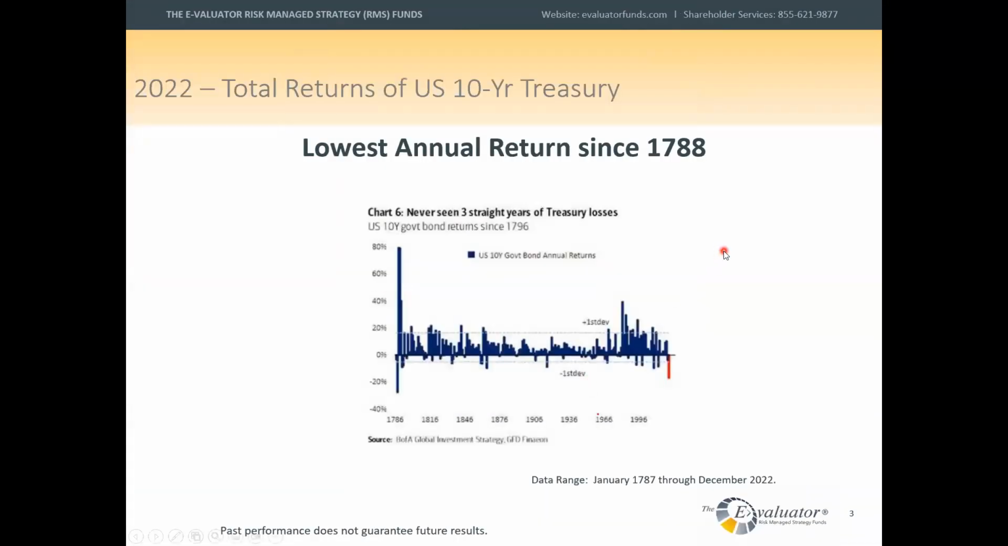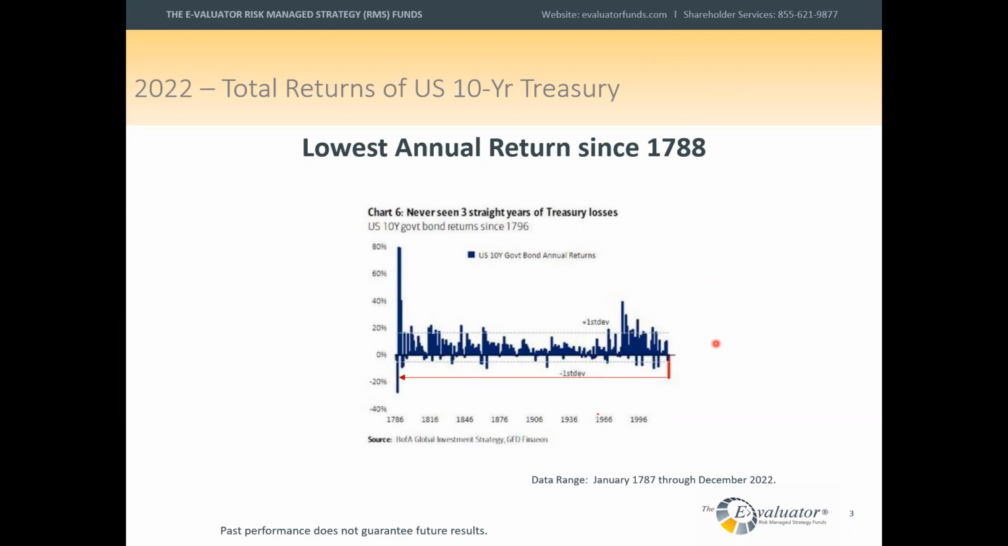So if we start off talking about the bond market, one way to measure the performance of the bond market is to track the performance of the U.S. 10-year Treasury, the Treasury bond. You can see based on this graph provided by Bank of America that for the U.S. 10-year Treasury performance in 2022, the last time it was at that level or worse was 1788. So this is an incredibly uncommon occurrence.